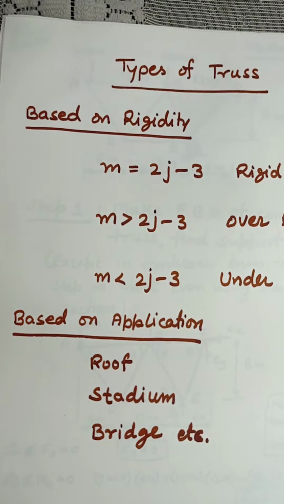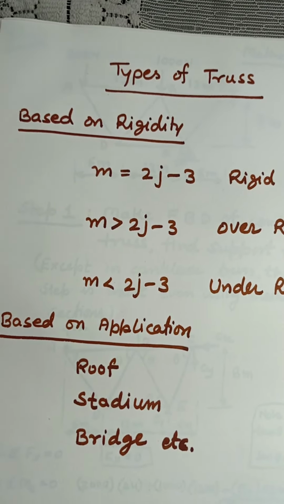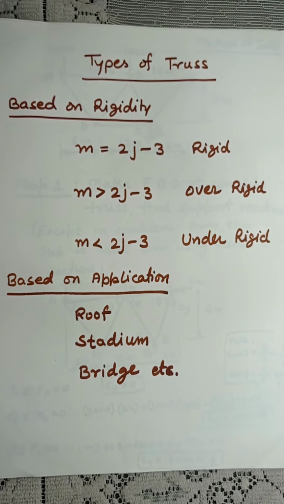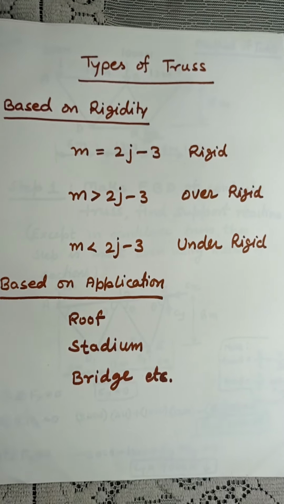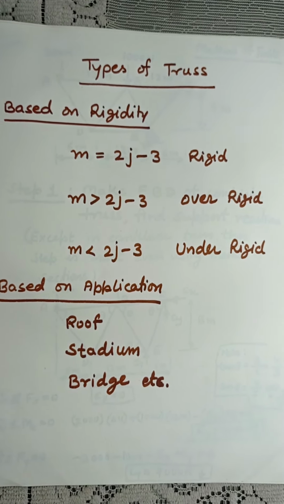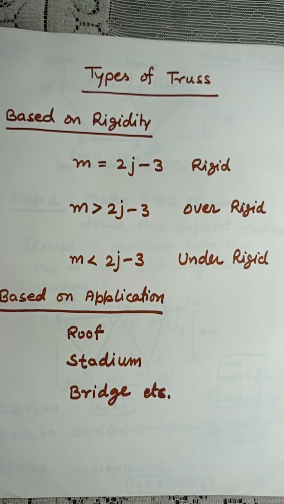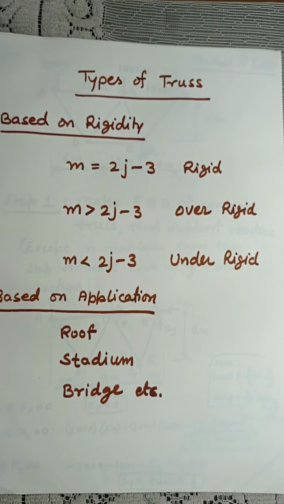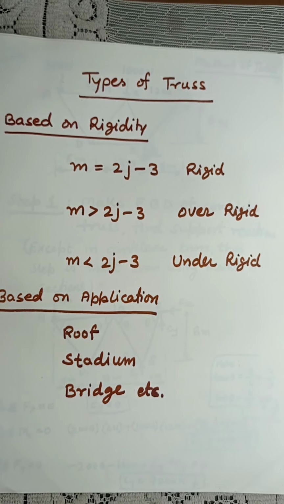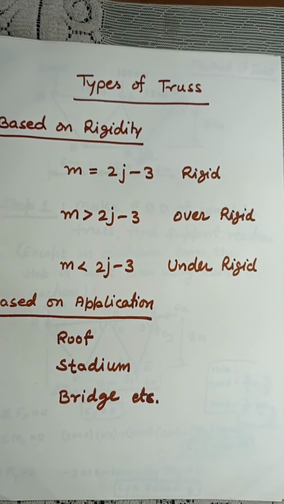Let us proceed further. Normally people used to ask in the question paper, what are the different types of trusses. So trusses can be defined majorly based on rigidity. M is equal to 2j minus 3, where M stands for the number of members and J stands for the number of joints. We are assuming that there are two supports and you have three reactions. So you'll have M is equal to 2j minus 3, where 3 is the number of reactions.